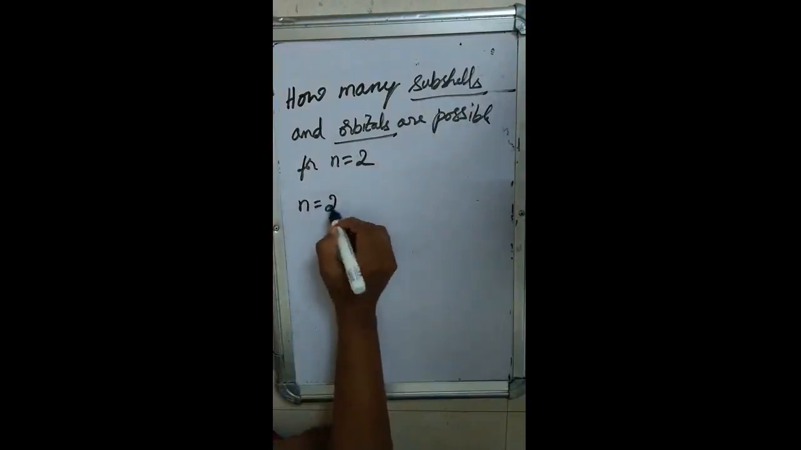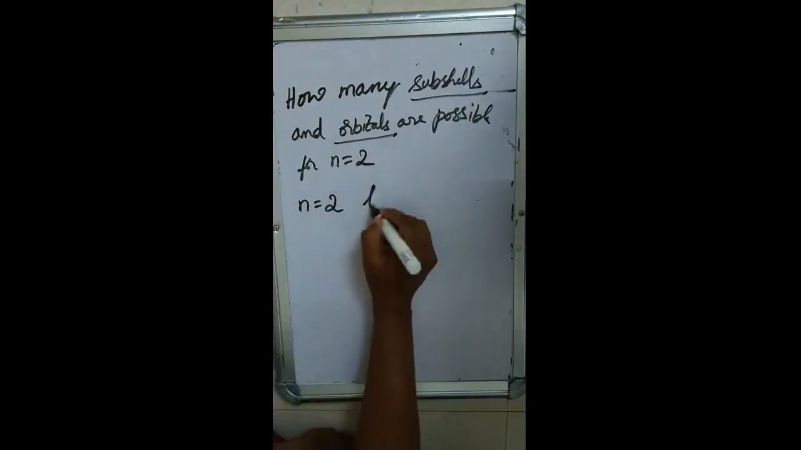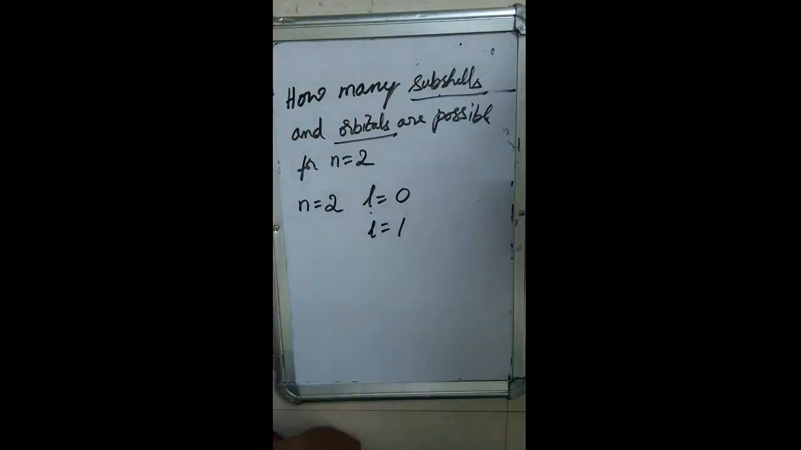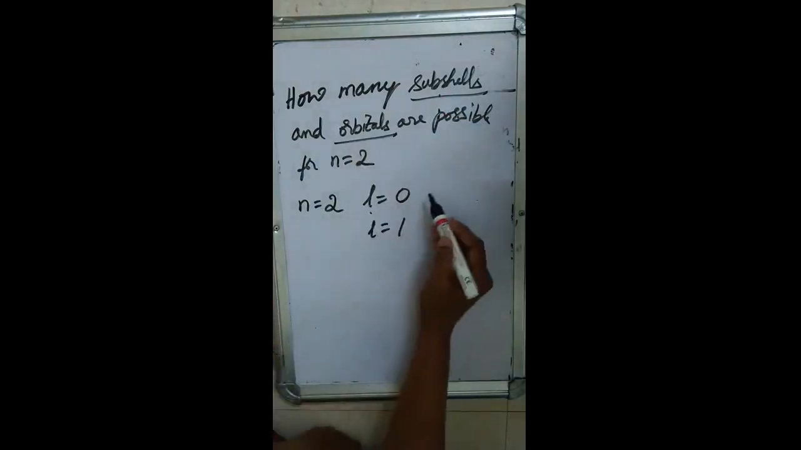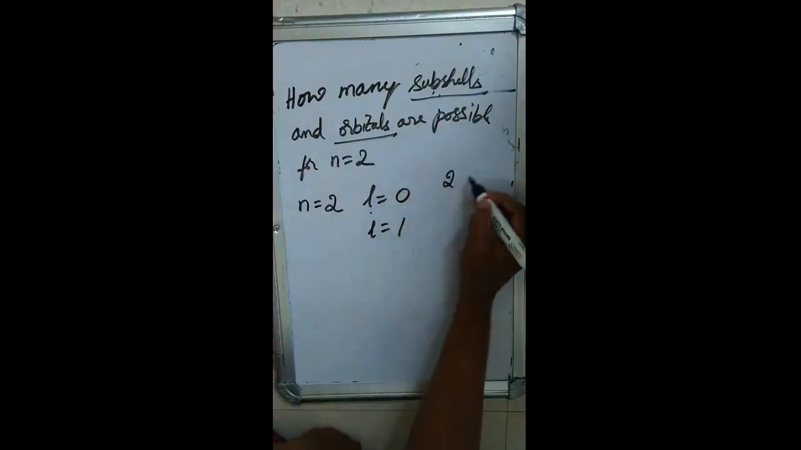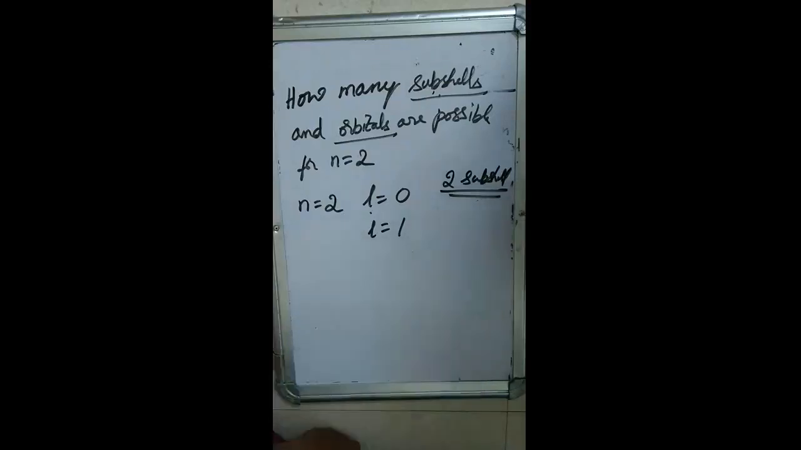So n is equal to 2 means what are the values of L? Subshell comes under L, the azimuthal quantum number. So of course I should write L. L has values 0 and 1. So it is a subshell. How many subshells? 2 subshells are possible, since how many is asked.